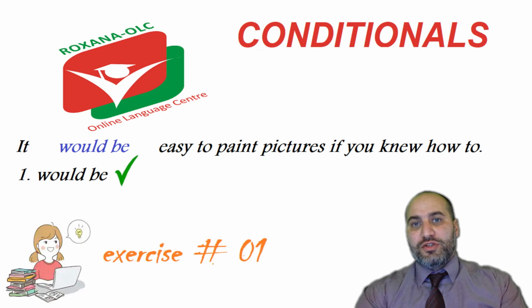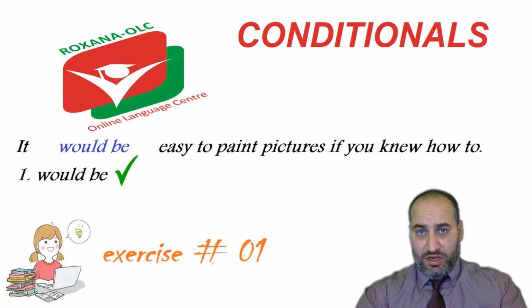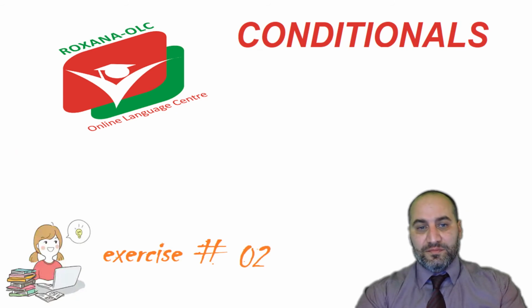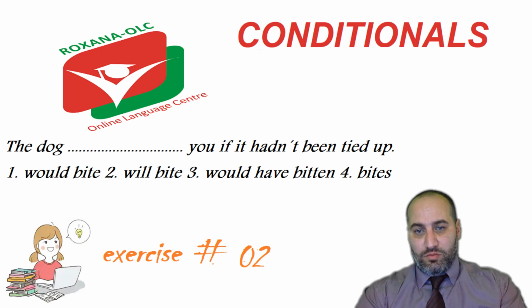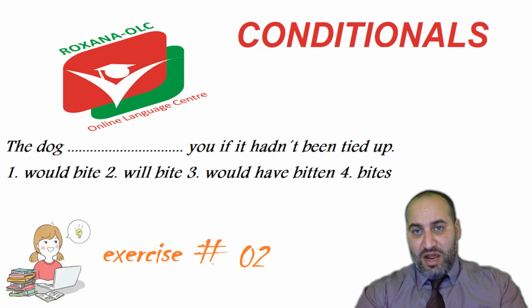Which type of conditional is that? Conditional type 2. You see your if clause is set in past simple tense and you have a modal verb in present tense in your independent clause. Exercise number 2. The dog dotted line you, if it hadn't been tied up.